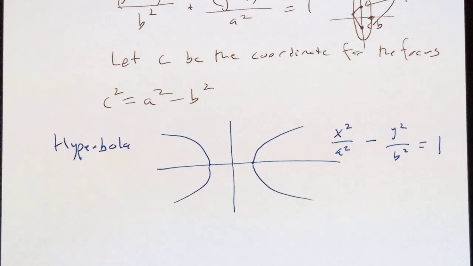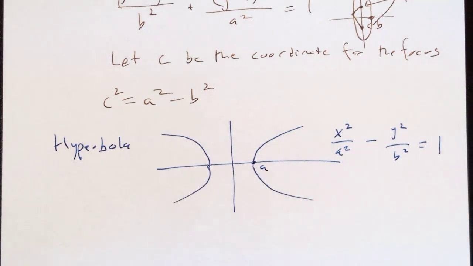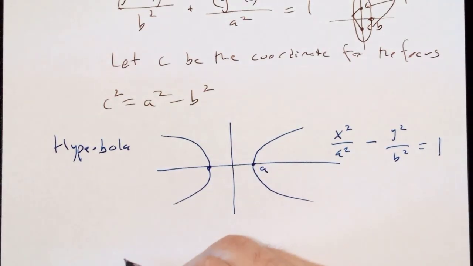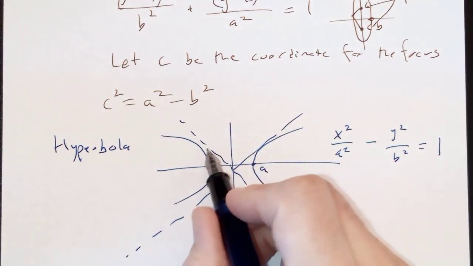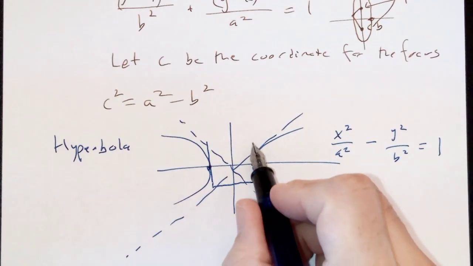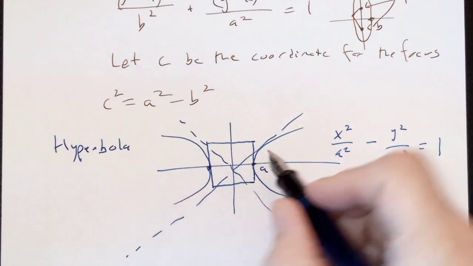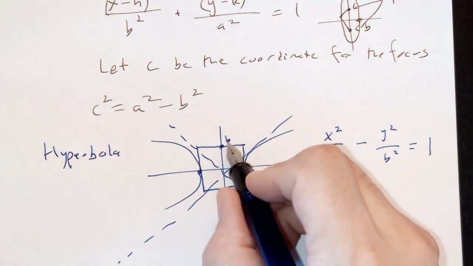Where's A? Where's B? Well, I'm going to use the same idea for A again. A is going to be the distance to where we cross the axis. We'll call that a vertex. But B should go the other way, right? I'm an absolute crap artist, so we're going to imagine that those go through the corners of this box. This is the point B.